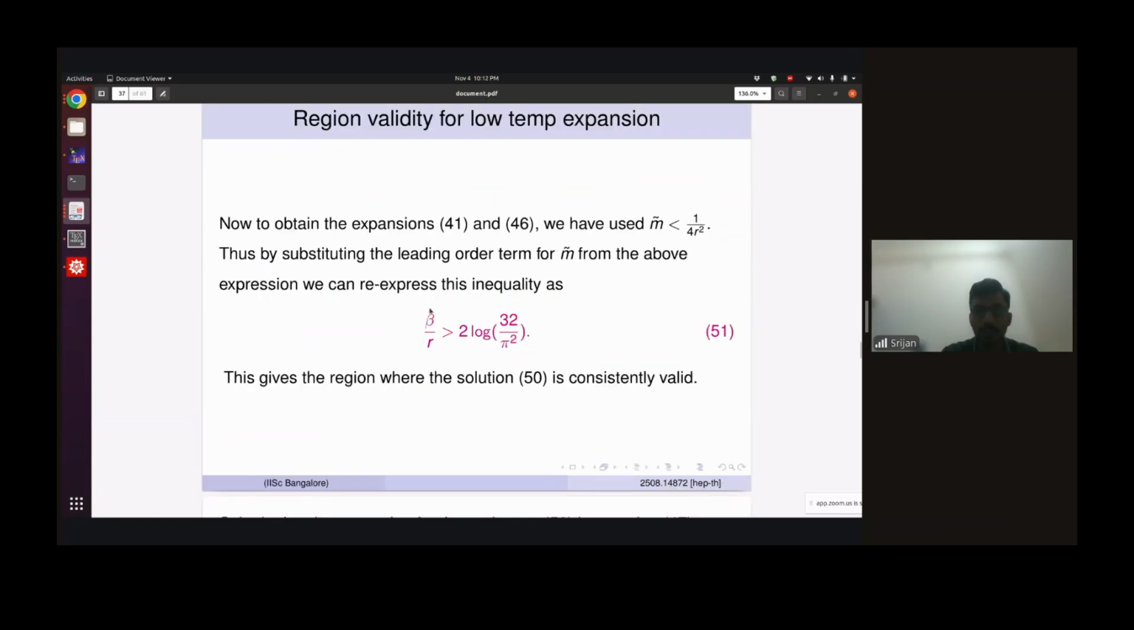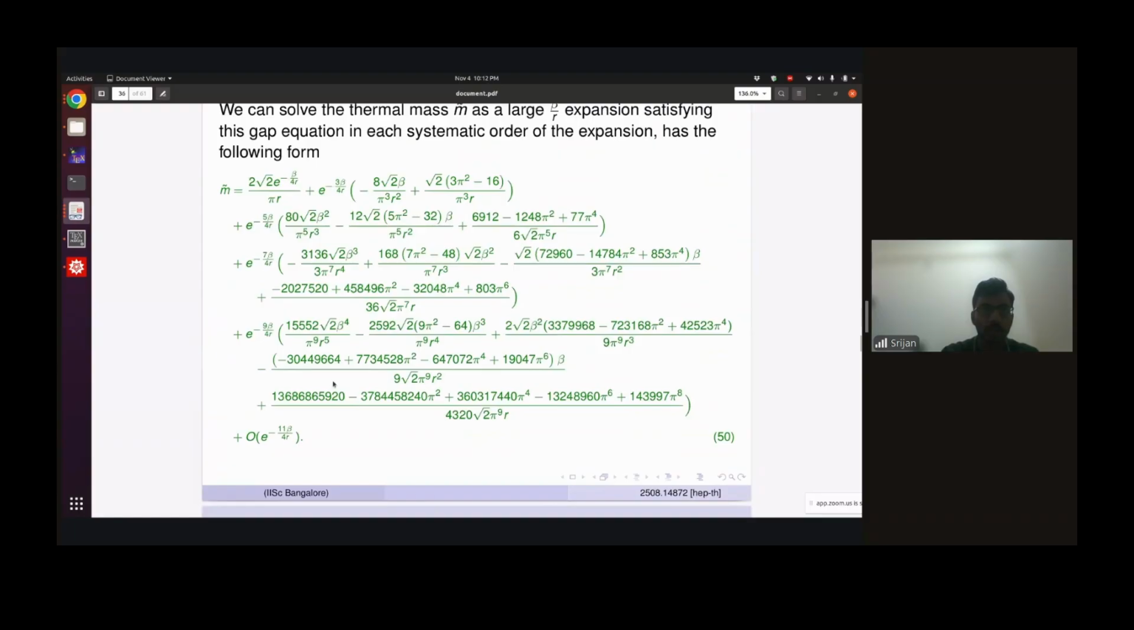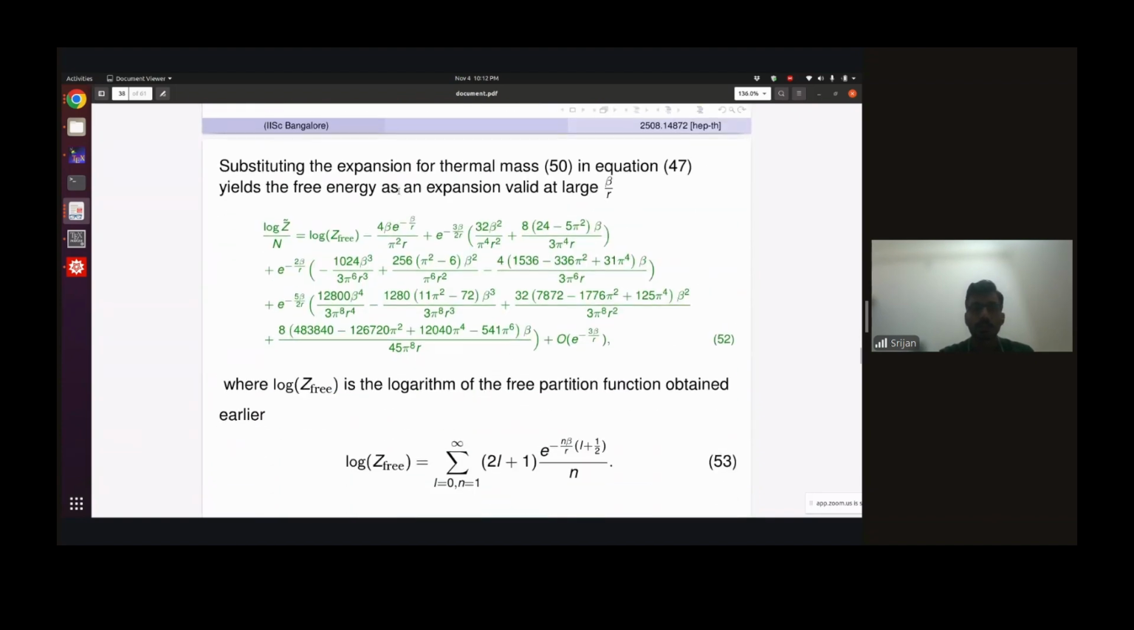And that will lead to this condition that beta by R is greater than 2 log 3/2π squared. So in this region, if beta by R is greater than this value, then this is a meaningful object, or a consistent expansion for the thermal mass from a starting point, right? So then we can again substitute the thermal mass in the partition function, and we can evaluate the partition function, or the log of the partition function.